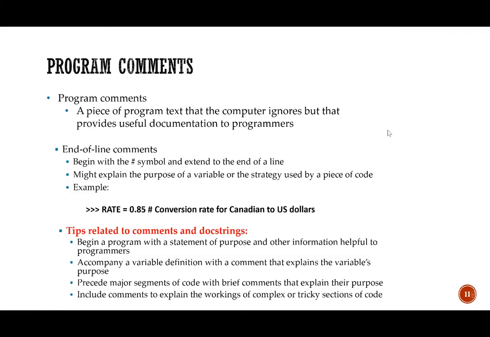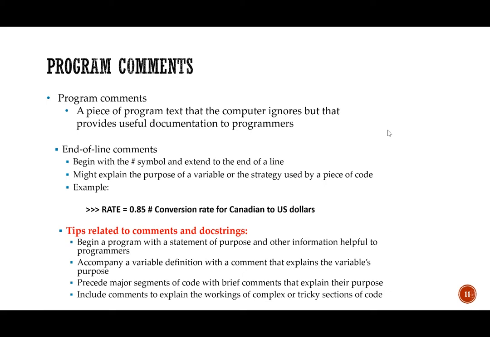Now, program comments. Program comments are really important because they provide information about the logic of your program, and that's how you communicate with other programmers or other users. Program comments are a piece of program text that the computer ignores but that provides useful documentation to programmers. We can use end-of-line comments, which begin with the sharp symbol and extend to the end of a line. They might explain the purpose of a variable or the strategy used by a piece of code.